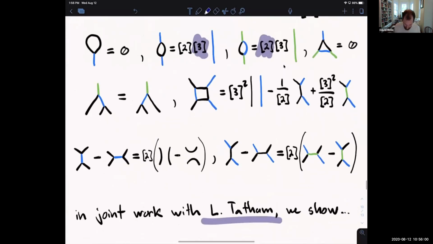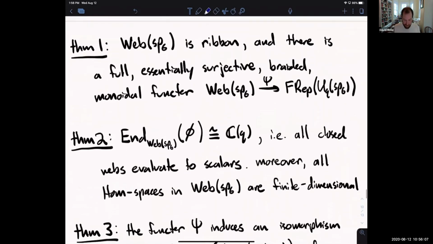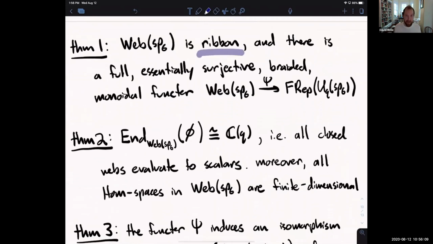Because in joint work with Logan Tatum, just now I can say former UNC graduate student, we proved some theorems. We showed that this category is ribbon. So that's braided monoidal plus some nice additional properties that give you invariants of framed knots and links. We show that there's a full, essentially surjective braided monoidal functor. Probably I should say pivotal somewhere in there also, from this web category to the category of fundamental representations.